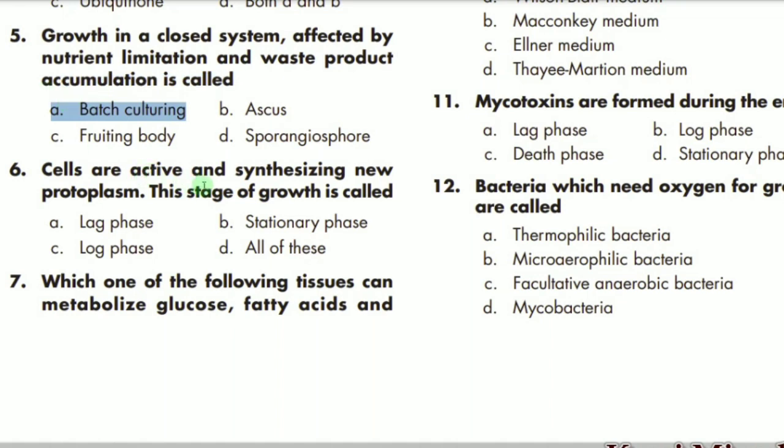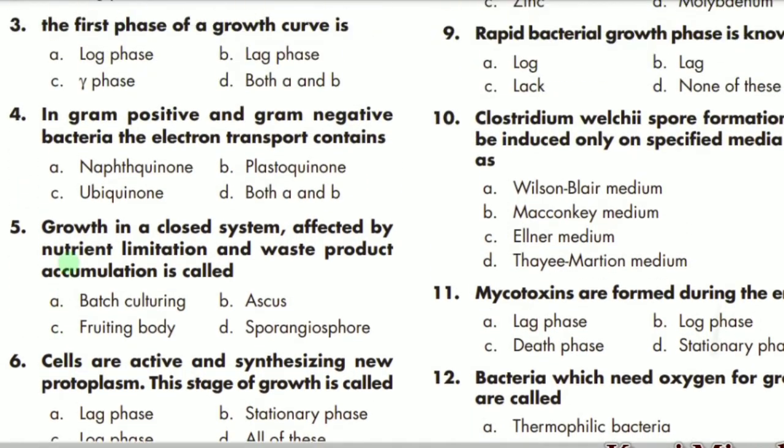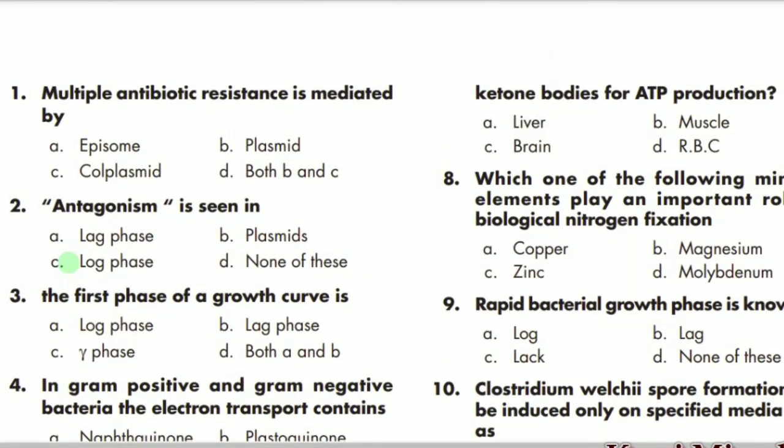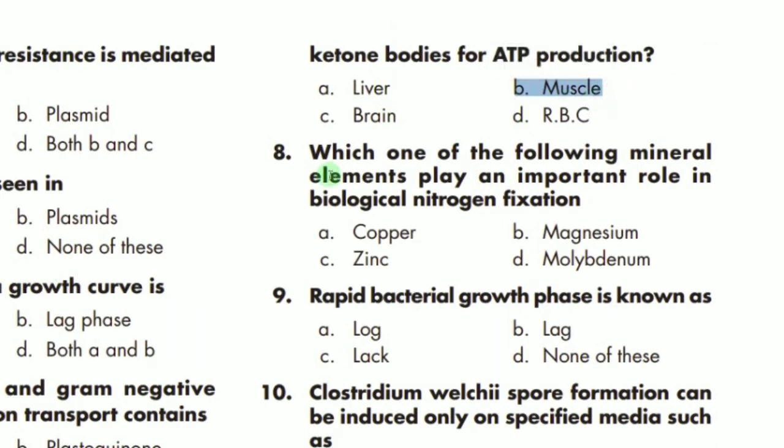Cells are active and synthesizing new protoplasm, what do we call that stage? That stage is actually called lag phase. A is the correct option. MCQ number 7 says that which one of the following tissues can metabolize glucose, fatty acids and ketone bodies for ATP production. So the correct option is B, muscle. Okay, muscle tissue is mostly used.